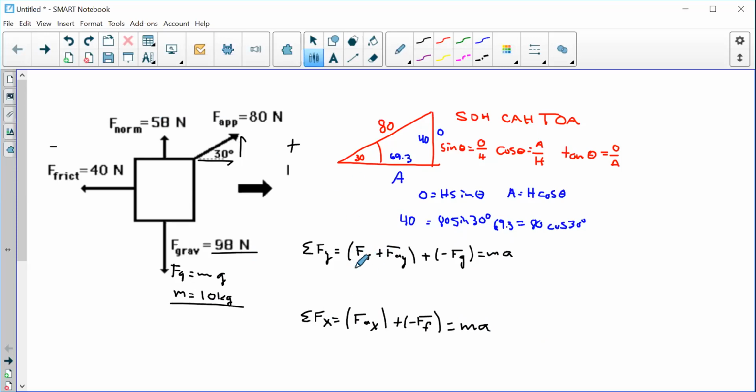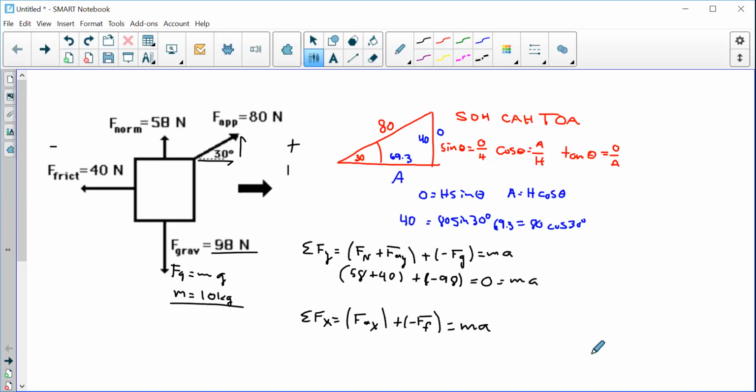So normal force here is 58. The y component of the applied force is going to be 40. So we get 58 plus 40. Hopefully you know that that's 98, plus, and then this right here is negative 98. So do they cancel? Yes, they do. In this case, we've got 0 acceleration in the vertical direction. This is equal to 0, and that equals ma. So ma equals 0, which means that a equals 0. In the vertical direction, the object is not moving.